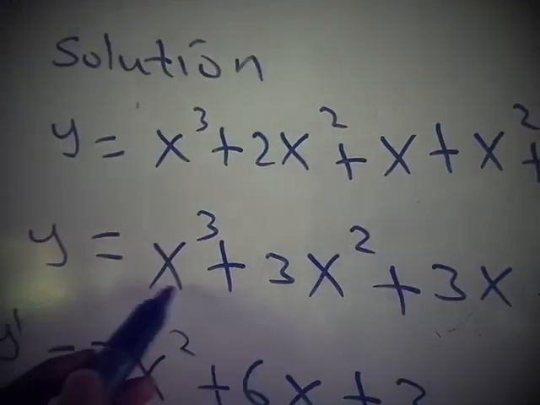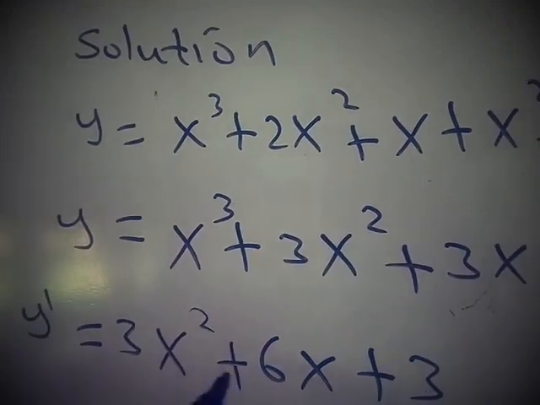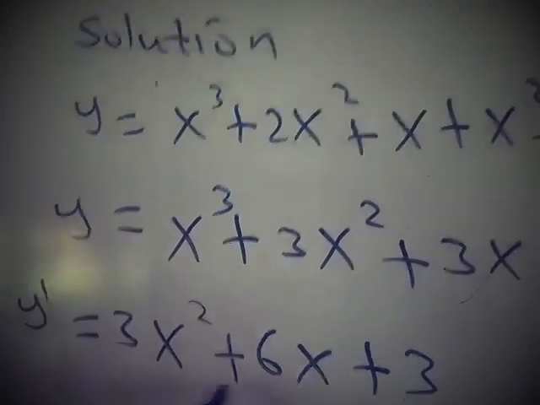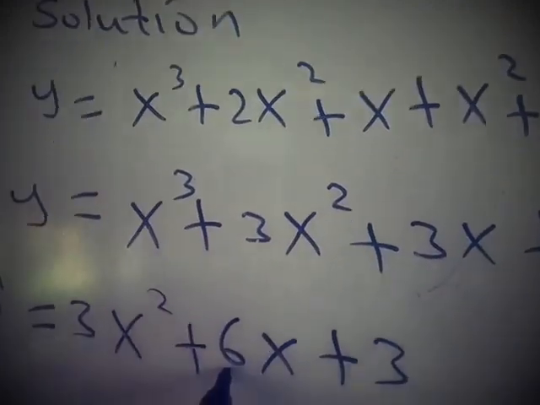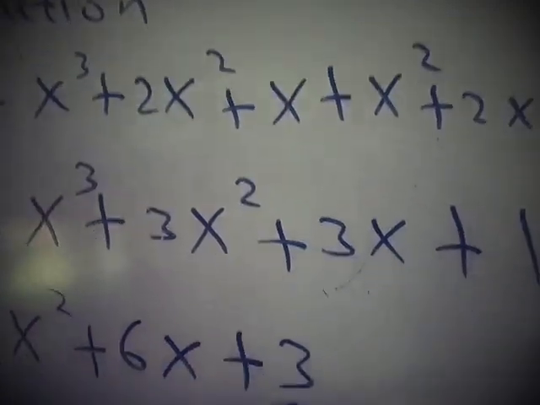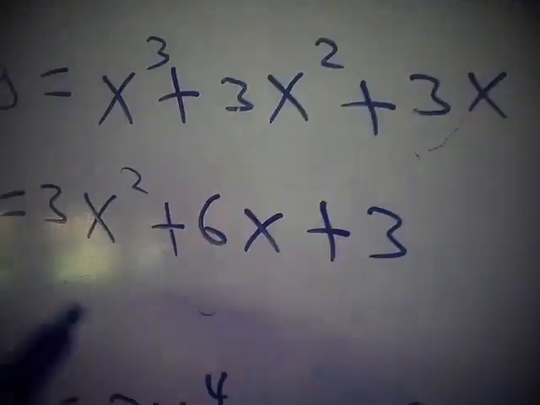Then from there, you differentiate it term-wise. So this is 3x squared plus 2 times 3 is 6x. 3x is 1x, 1 differentiated is 0. So that is the result.